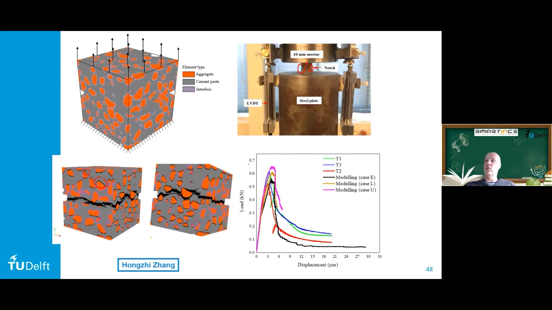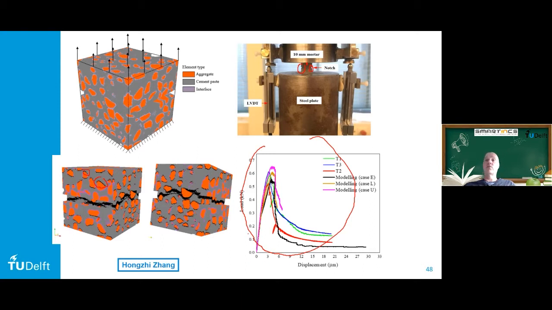And here you see the load displacement curve of 3 tests, 3 experiments, and 3 simulations with different microstructures. So you see that they match quite well. So we can get both the maximum load and also the softening curve. They all fall in the same range.